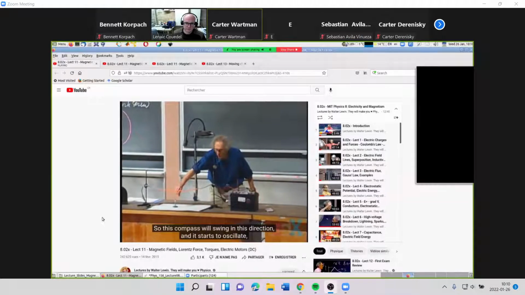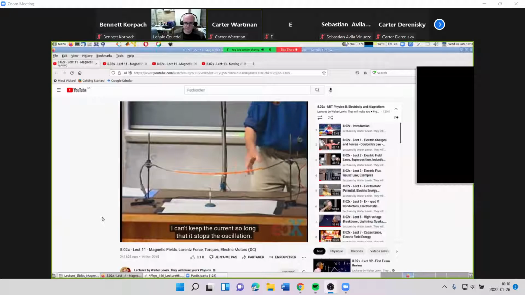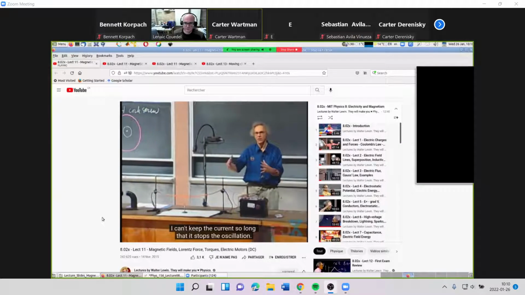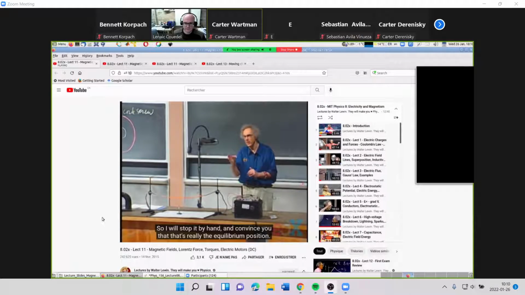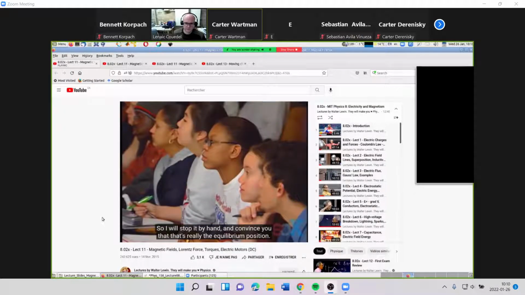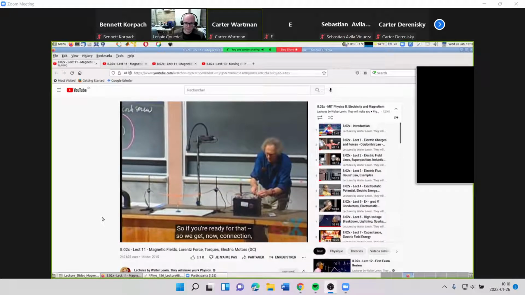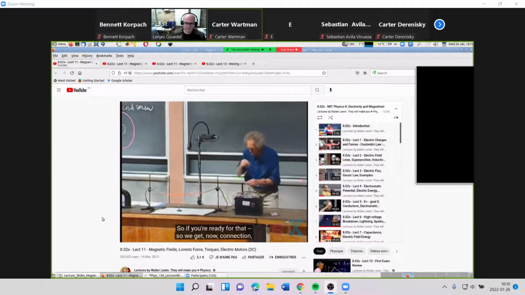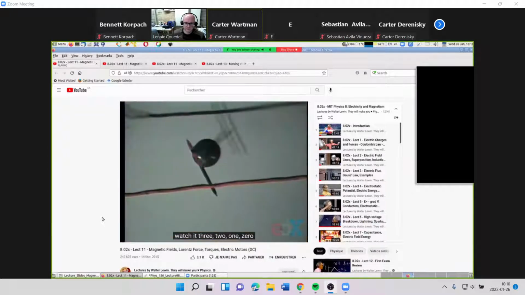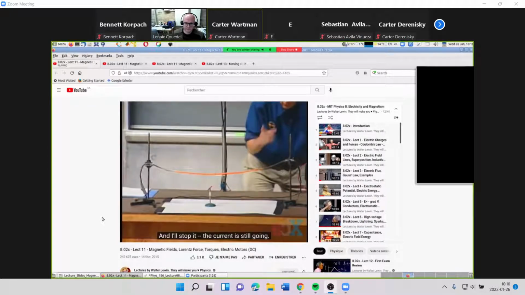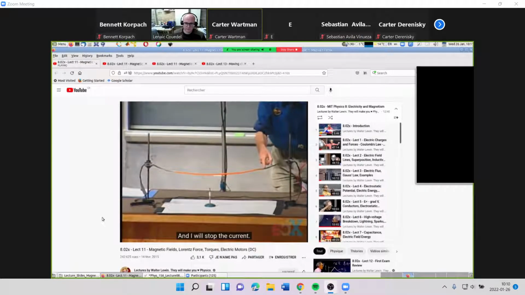So this compass will swing in this direction and it starts to oscillate. I can't keep the current so long that it stops the oscillation. So I will stop it by hand and convince you that that's really the equilibrium position. So if you're ready for that, we got now connection. Watch it. 3, 2, 1, 0. There it goes. And I will stop it. The current is still going. That is the equilibrium position. And I will stop the current.